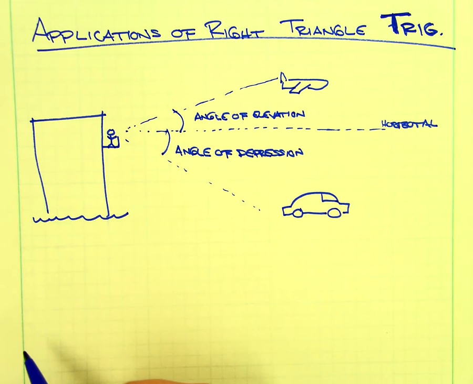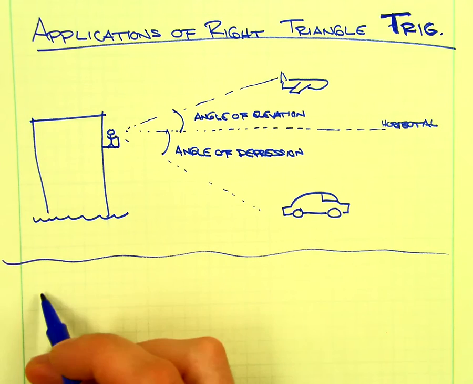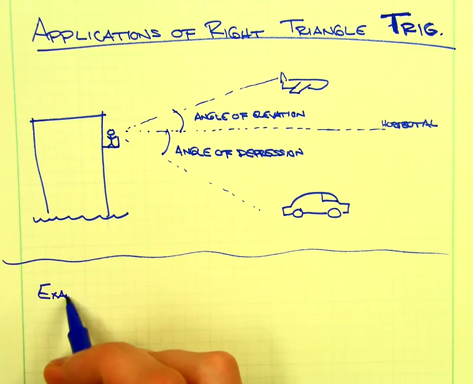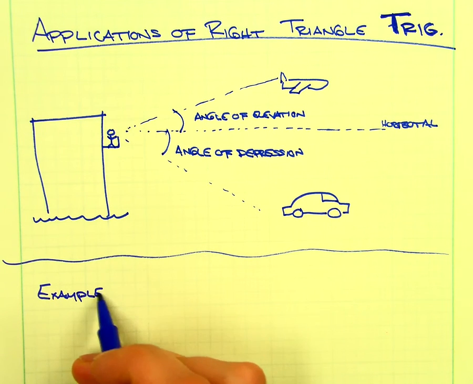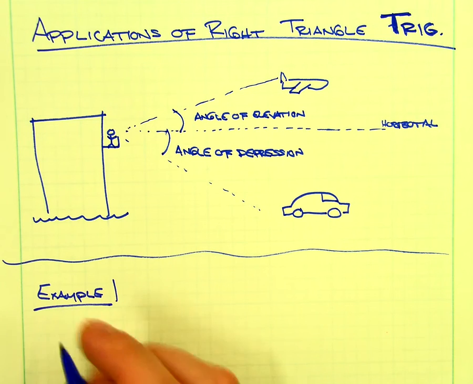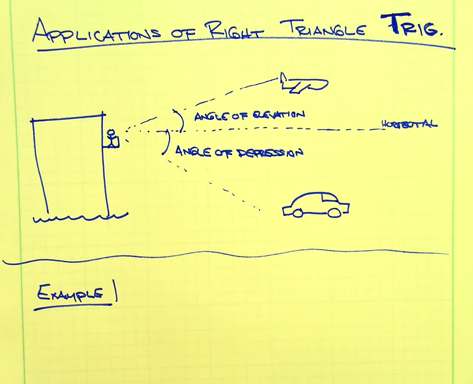So here we've got a guy standing, looking at the top of a building. Here's our example. A guy is looking at the top of a building, and he is 5 feet tall, or at least where he's measuring from, so he's got his little scope here, is 5 feet off of the ground. So that's a really important measurement to know.